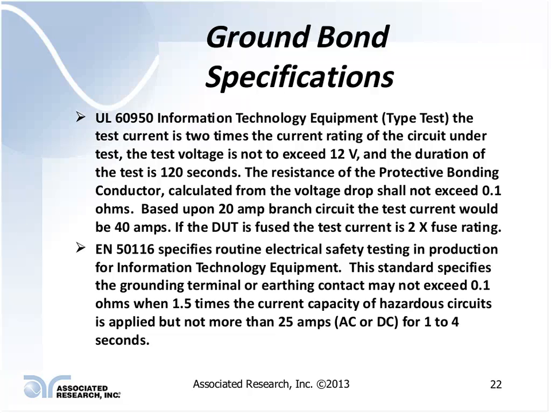Again, here are some standards that talk about the test itself, repeating some of the same things I just stated. If you're testing a 20 amp branch circuit, that branch circuit would not interrupt until 40 amps of current was exceeded. So this test is basically 2 times the fuse rating, or 2 times 20 amps, so this would be a 40 amp ground bond test. Again, this is based upon the 60950 standard for information technology.